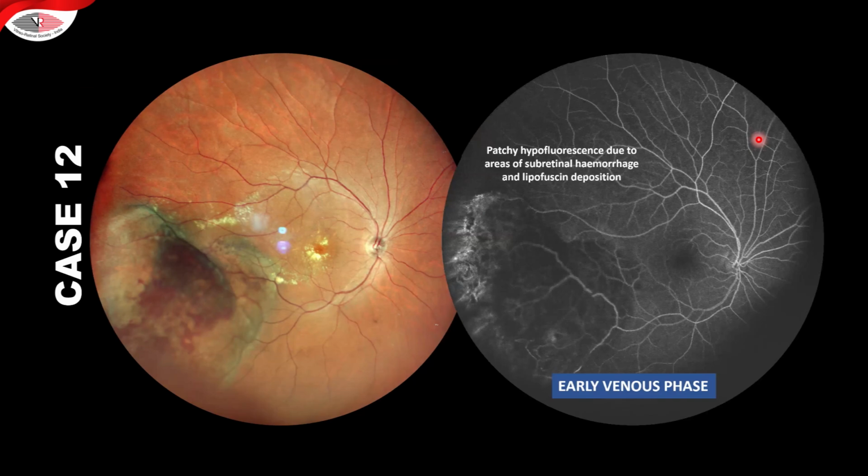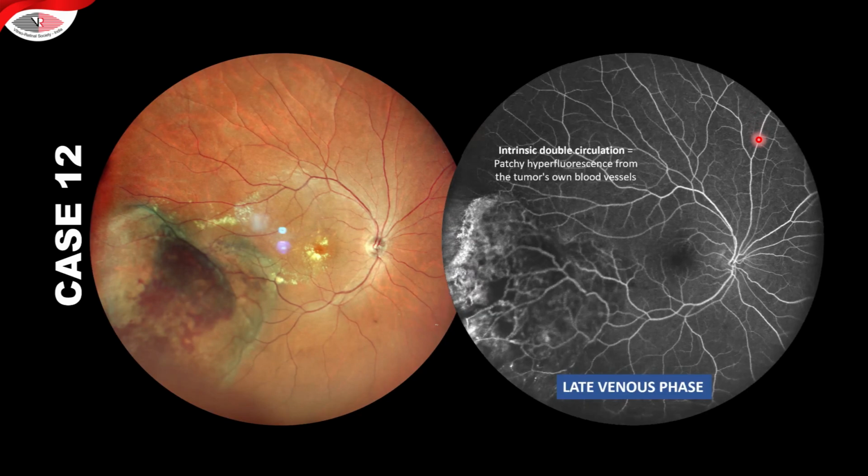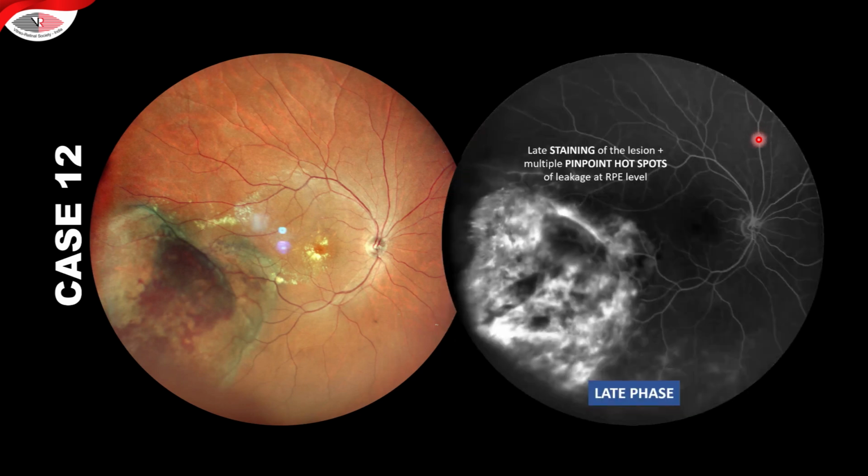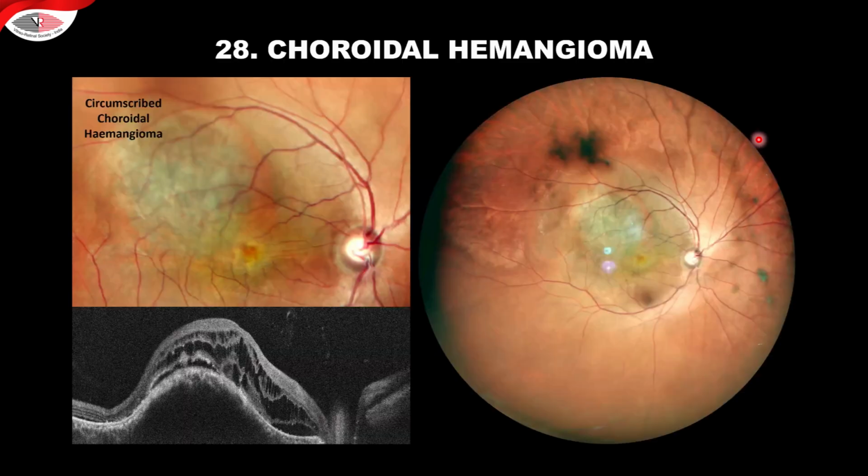to the areas of subretinal hemorrhage and a lipofuscin deposition takes place in the early venous phase, and an intrinsic double circulation, which is basically a patchy hypofluorescence from the tumor's own blood vessels in the late venous phase. Late staining of the lesion plus multiple pinpoint hotspots of leakage at the RPE level are seen at this joint.